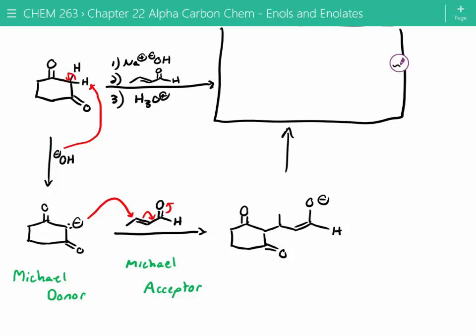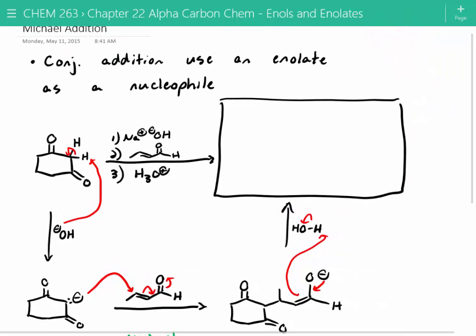And then in the last step, we're going to react this with acid. So we're not going to form our enol. Instead, what will happen is this will clamp down, the pi bond will jump up and grab that, and we end up back to an aldehyde.